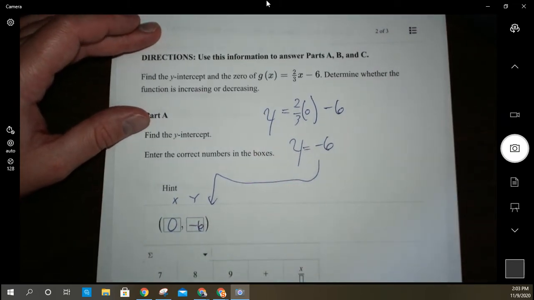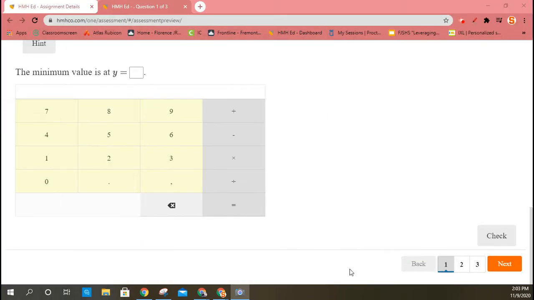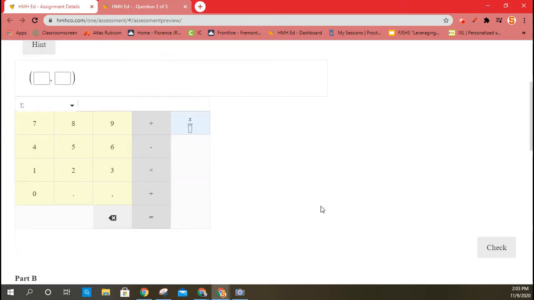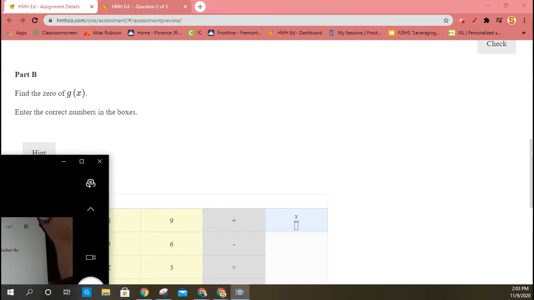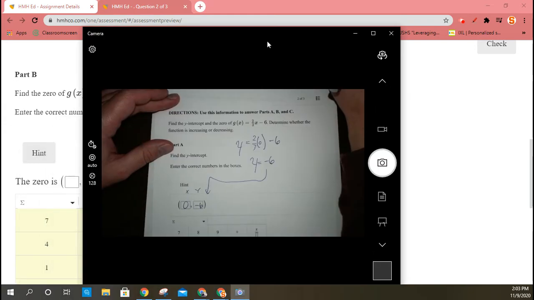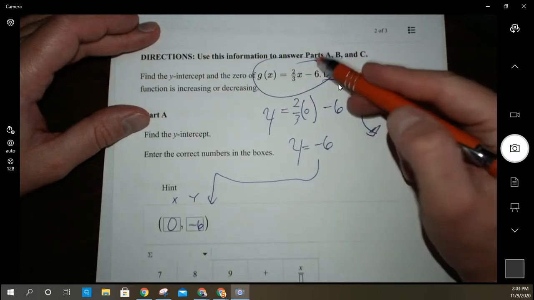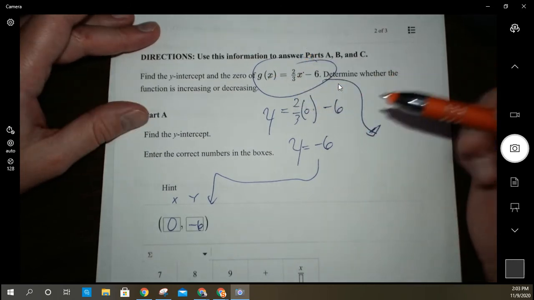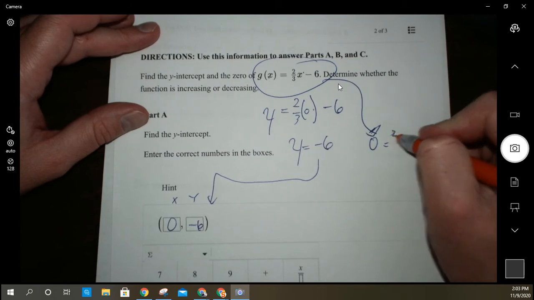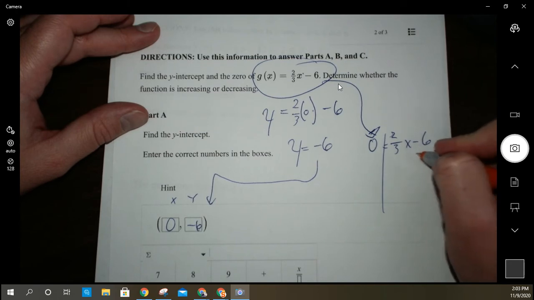And the other part of this, I believe they want you to find the actual x-intercept. Let's go over to the second problem here. And the x-intercept. So they say find the 0 of when the output is 0. Find the 0 of g of x. So what that looks like is I'm going to take the same equation, and instead of the x value being zeroed, I'm going to have the output be zeroed here. So 0 equals 2/3 x minus 6. And I'll solve for x this time.